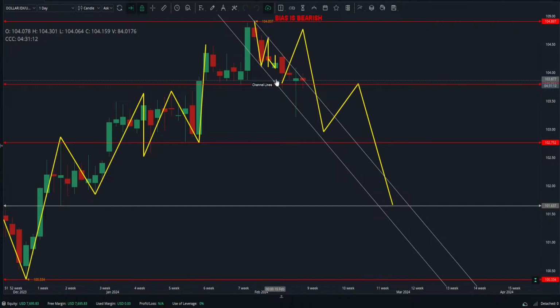Now there is a possibility of lower low and lower high, and we may target 102.75 for the first instance, later on 101.63, and maybe even 100.33 in this market if the trend continues. On the contrary, on the higher side, 104.89 is the resistance above which we can start buying this market again. But till the time the price is trading below 104.89, you should not think of buying the US dollar.